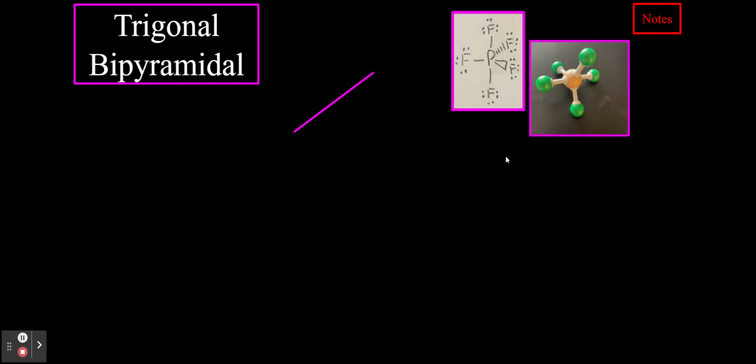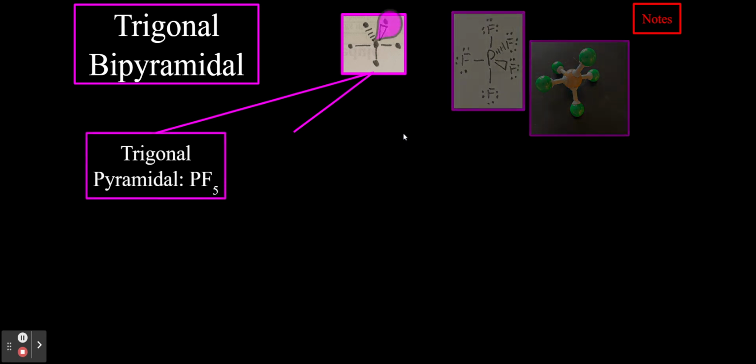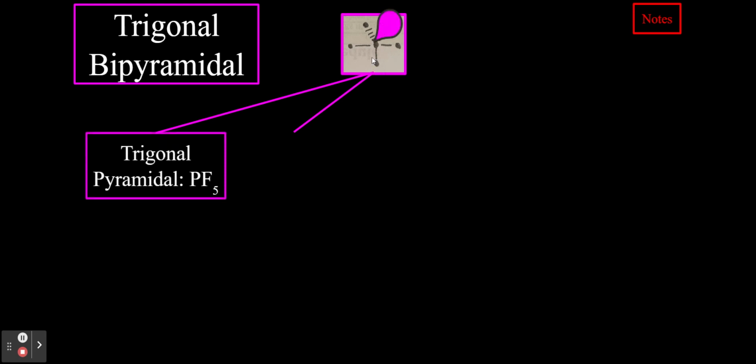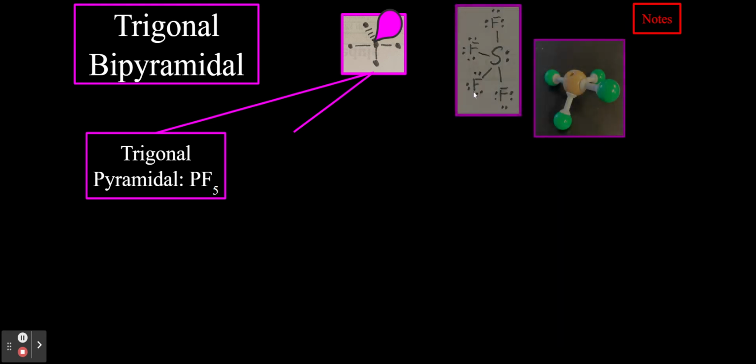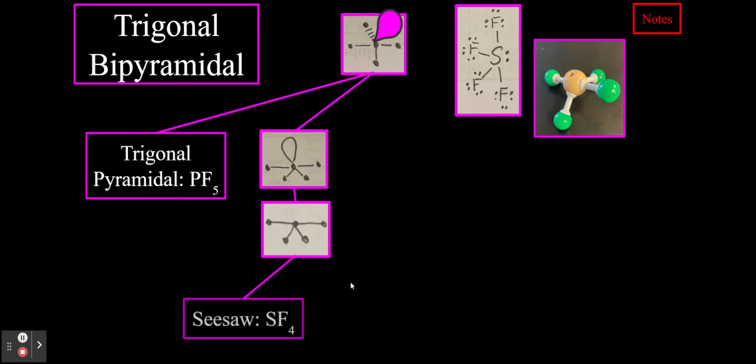Trigonal bipyramidal is when I've got 5 electron domains. Phosphorus pentafluoride, that's what its electron geometry is going to look like. If I add a lone pair, I get the seesaw shape. It's going to look like this. This is sulfur tetrafluoride, and that's how you would draw it. All right, and there's it without the lone pair, and there's its shape.